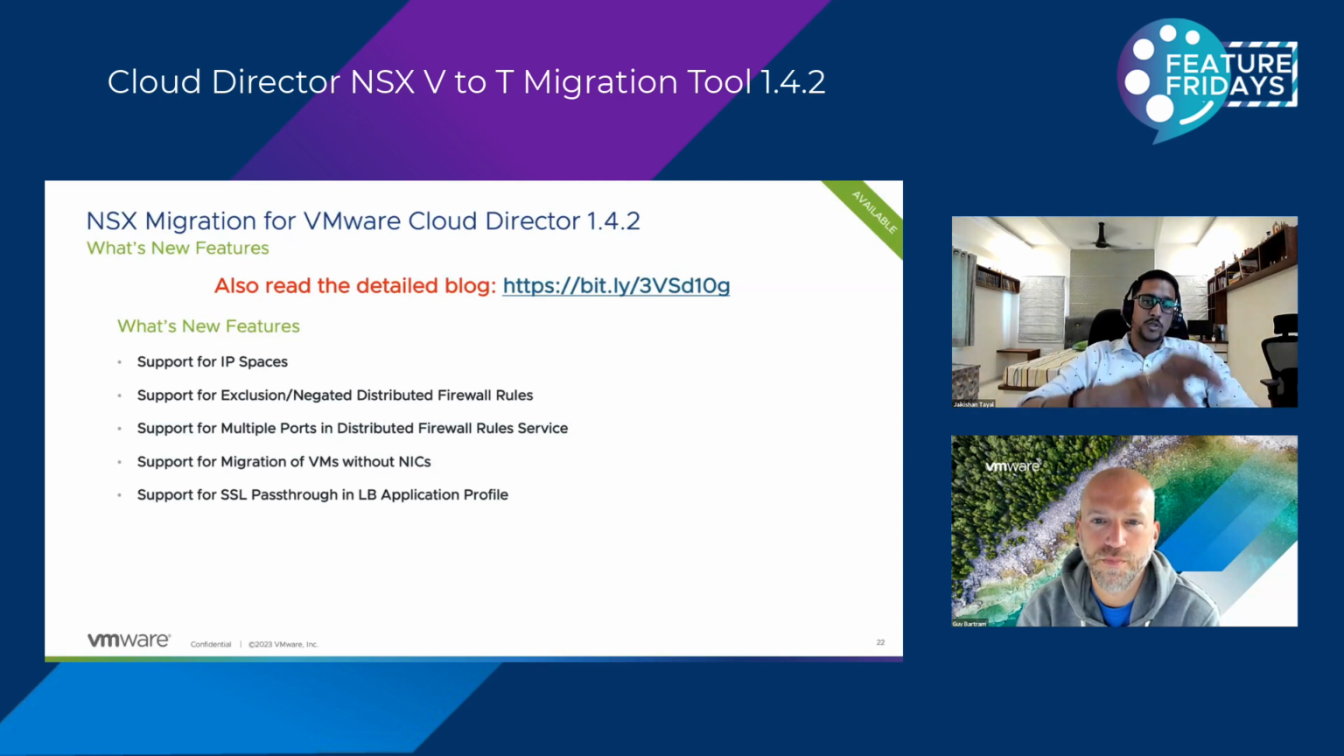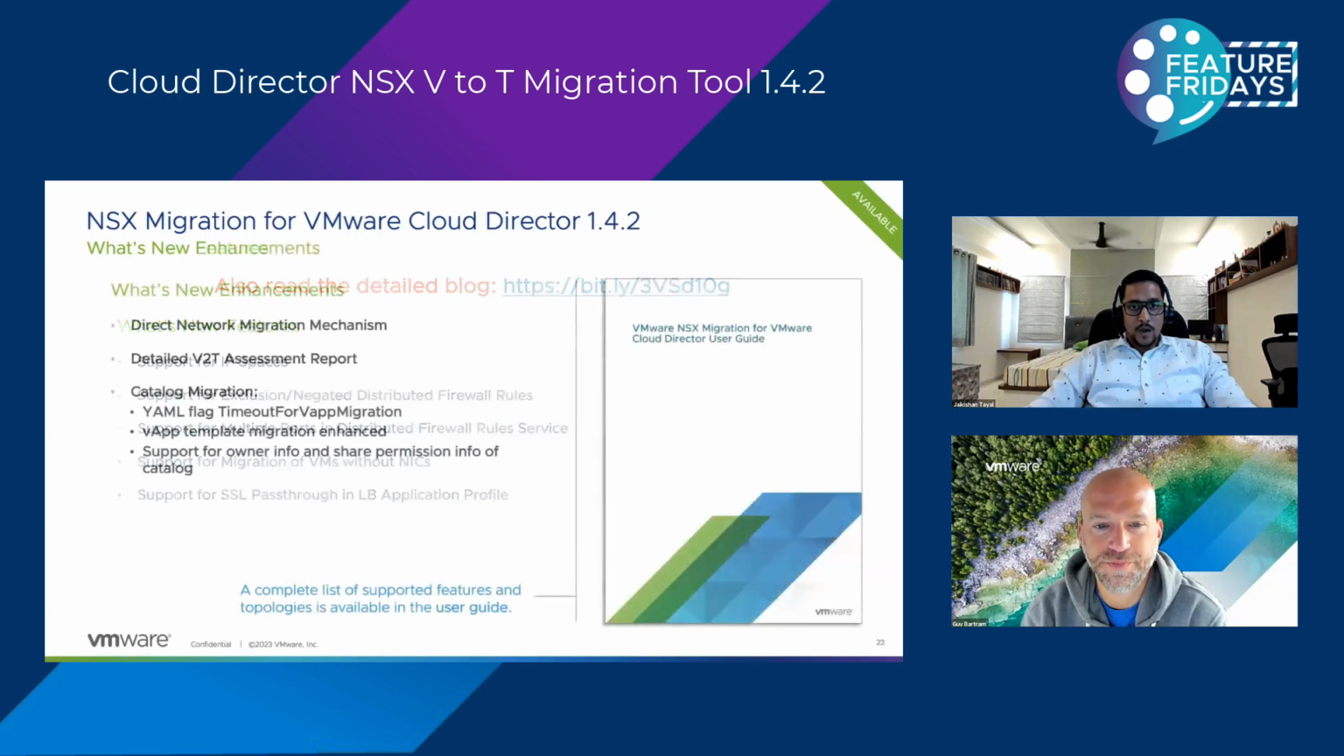Those exclusion negated distributed firewall rules configuration will also be migrated to your NSX-T side. So it will actually migrate the not-in-use firewall rules configuration too. Yes, I see. Last time, it was just taking the ones that were in use, correct? Okay. All right. That's cool.